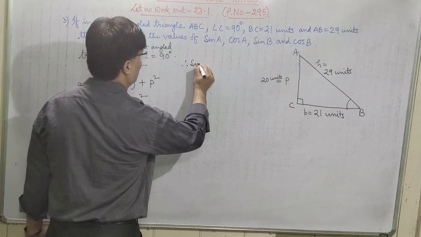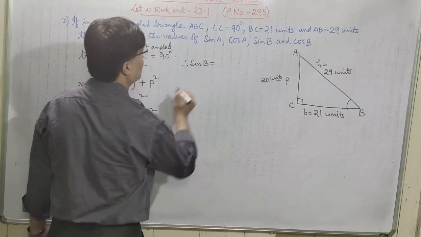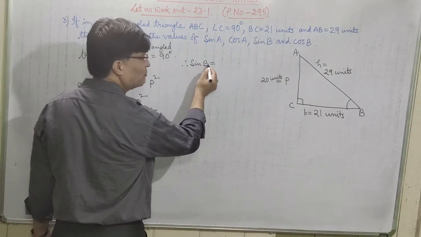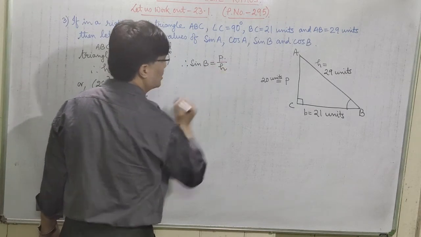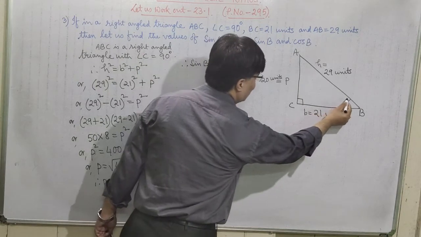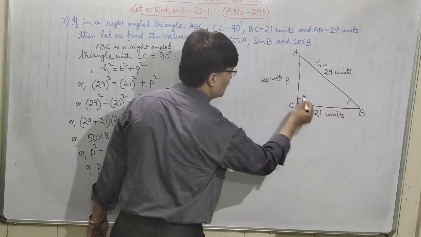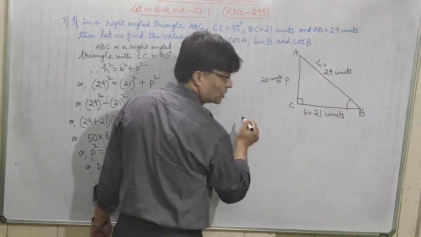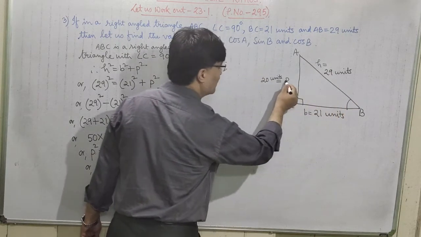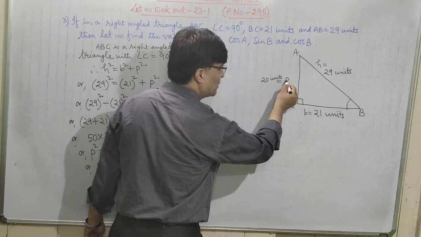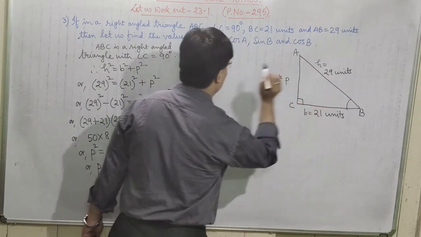Therefore, sine B is equal to, what is the formula? Sine B, some people have P by H. If this angle B is considered, this will be the perpendicular, this will be the base, and this will be the hypotenuse. The side opposite to this angle B will be the perpendicular. This is the base. This is the hypotenuse.